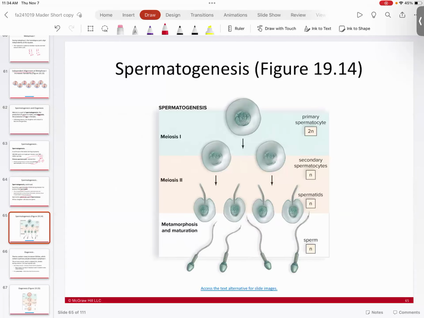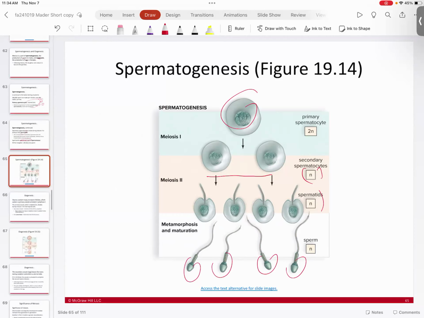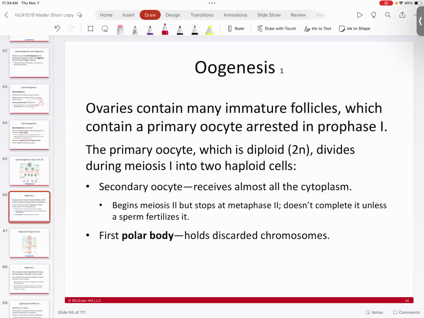So for instance, here's your primary spermatocyte, which is going to go through meiosis 1 to create your secondary spermatocytes, which are haploid because you've essentially separated your homologs. And then in meiosis 2, you're separating your sisters to create your 4 genetically not identical spermatids, which will then develop and grow into sperm, each of which can be used for the purpose of fertilization.